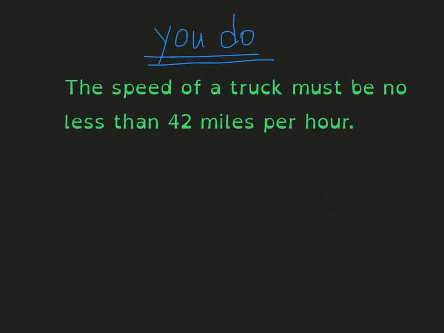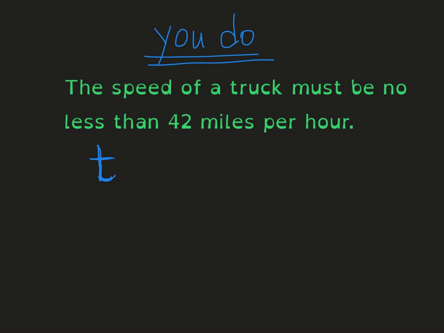Okay, here's one for you to do. The speed of a truck must be no less than 42 miles per hour. So to keep it consistent, let's all use T. I usually put a little curl on my T so it doesn't look like a plus. So let's use T. And then we'll come back and see if you got it right.